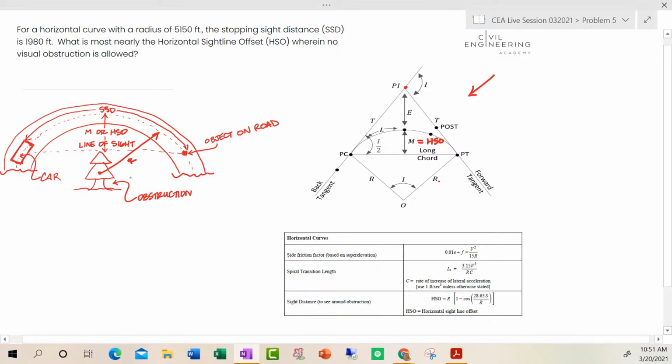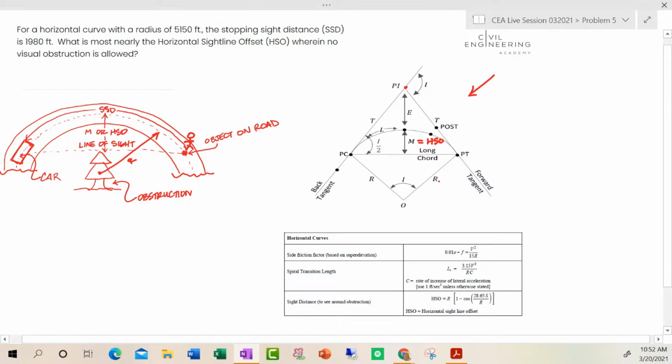Okay, so with that in mind, we're going to look at our problem. Here we've got a little graphic that describes what's going on. Here's a car passing along a highway. He's got a stopping sight distance, the distance along the curve to the object on the road. So if we were to say, here's a little guy, he's the object on the road.